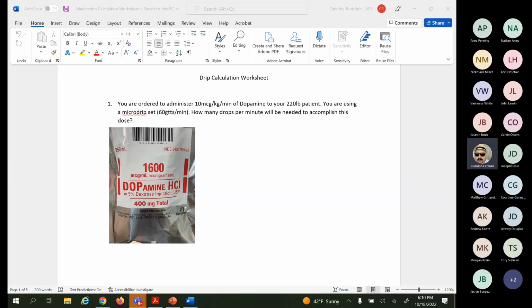Thousand. Okay, 1,000. So 10 times 100 kilos equals 1,000. So I know that 1,000 is how many micrograms I need to give to this patient per minute. Now, I generally would use a clock, and this is where some people don't.